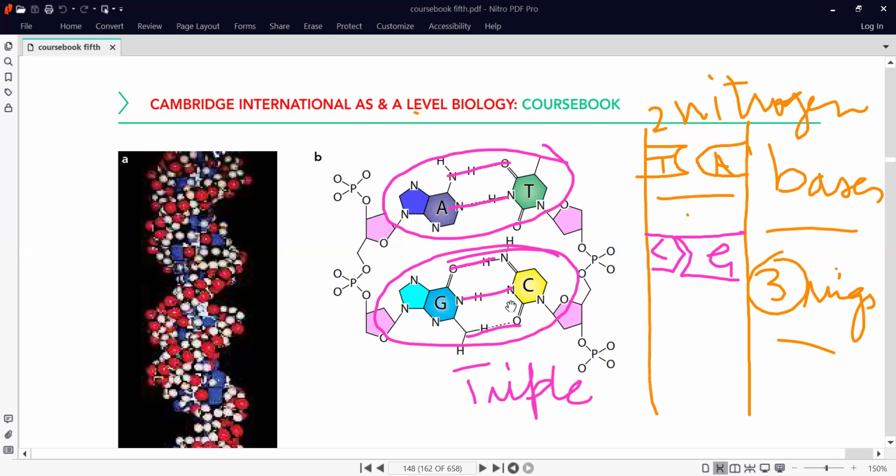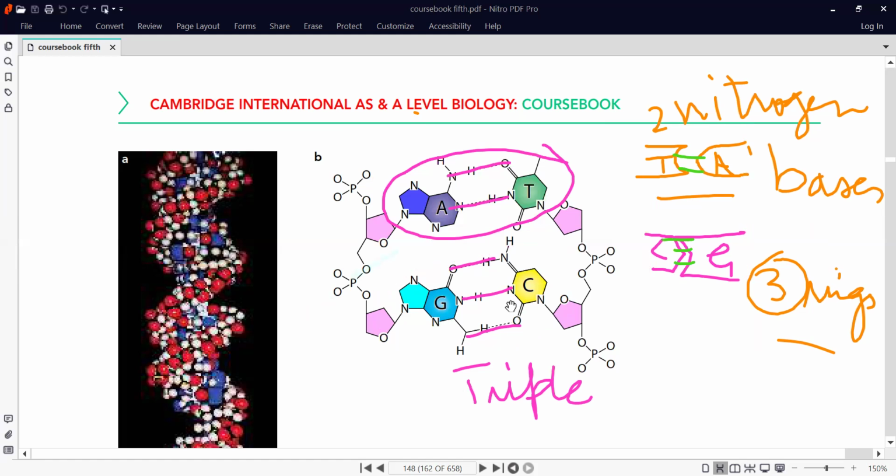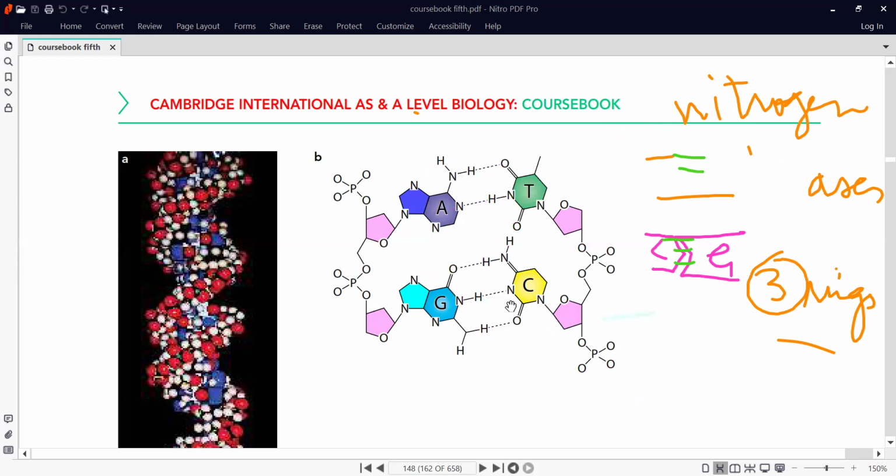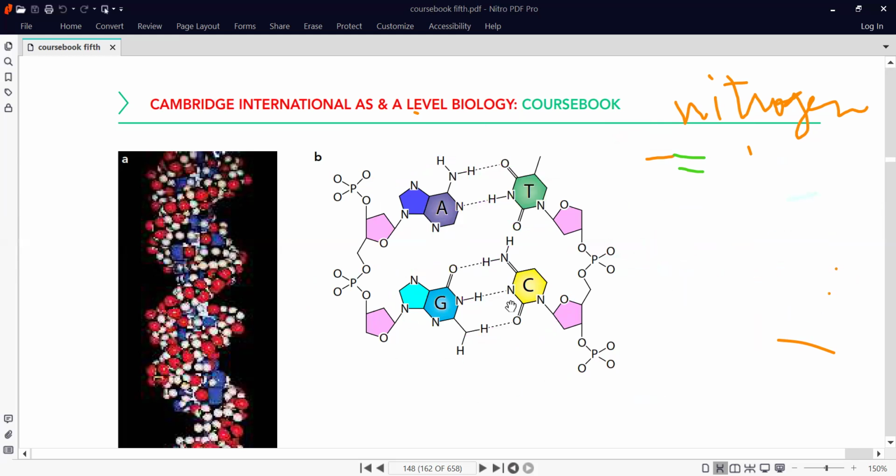That's why they thought that there must be some molecular structure. Later on, this concept was clear: A and T are complementary because they have double hydrogen bonds, and C and G are complementary because they have triple hydrogen bonds. So you cannot switch them this way. C and G have triple hydrogen bonds, A and T have double hydrogen bonds. But they also observed one more thing.